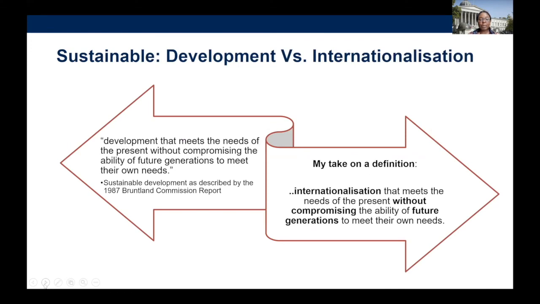I would like to propose a definition, a very simple one, of sustainable internationalization of education, just as development is explained, as one that meets the needs of the present without compromising the ability of future generations to meet their own needs. But we do need metrics.